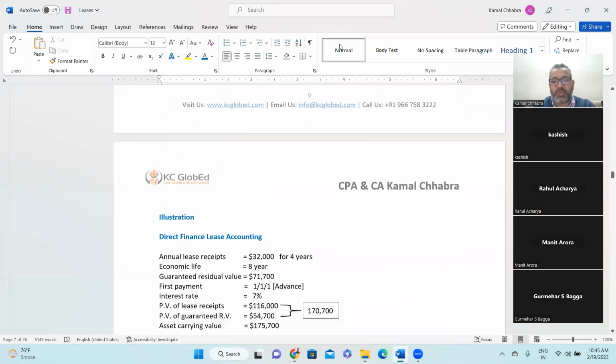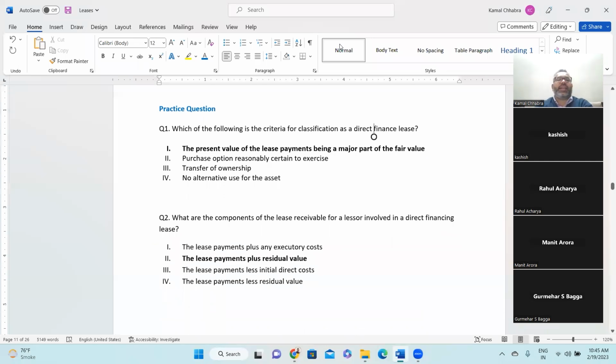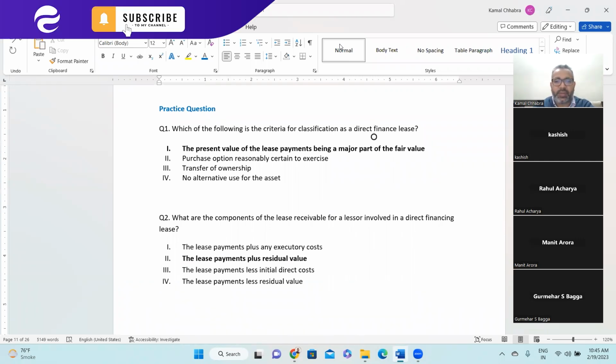Yes, sir. So do you mind explaining to everyone? No, sir, got it. So second, third and fourth are the primary criteria to consider any lease a sales type lease, right? But the first one is not a criterion for the sales type lease. It is a criterion for the direct finance lease, right? And direct finance lease automatically reflects the lessor's standpoint, because from the lessee's standpoint there is no concept of direct finance lease. It's only finance lease. Make sense?